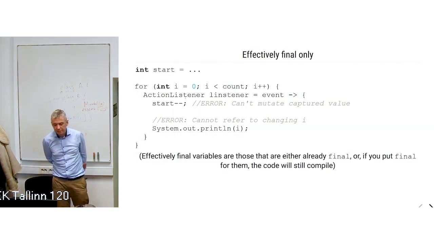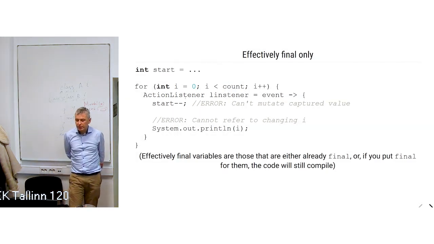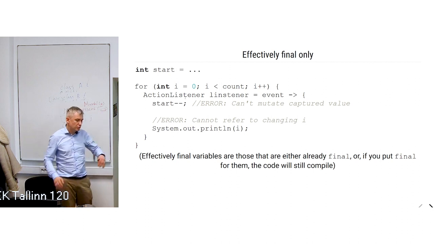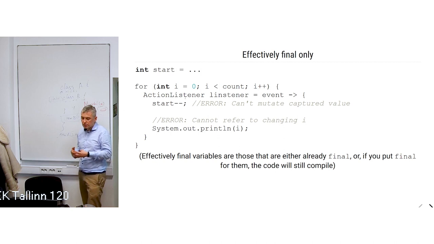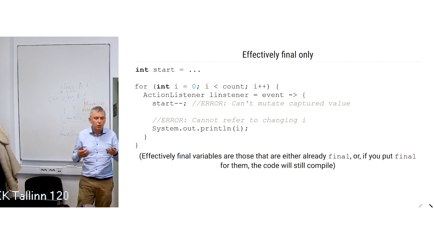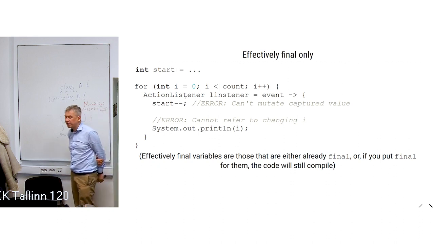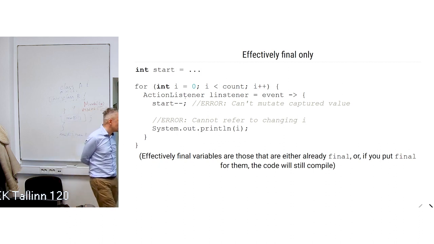So effectively final variables are those that are either already final, so you are just defining a final variable, assigning some value to it, and then you are not going to change it afterwards. Or if you put final for them, the code will still compile. This means after some point, when you assign this variable, you are not going to change it afterwards. The compiler is able to define the effectively final so that it doesn't force us to write extra code.